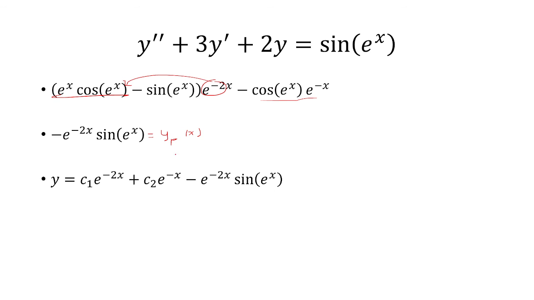So we want to combine this with the original solution, with the homogeneous. So this was the homogeneous when we set the differential equal to 0, and this was our y_p. So add these two together, and this is my solution.